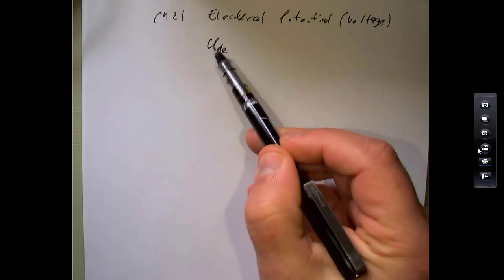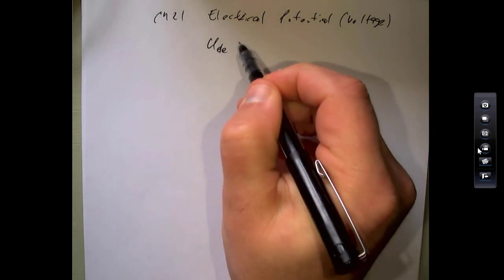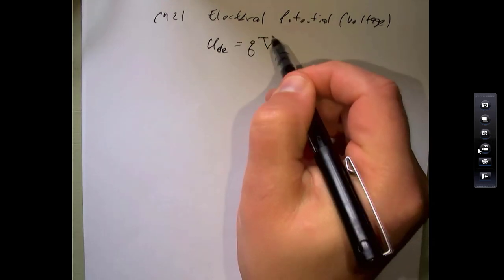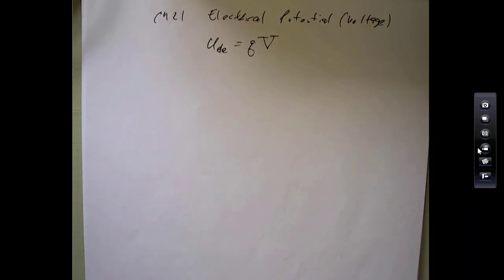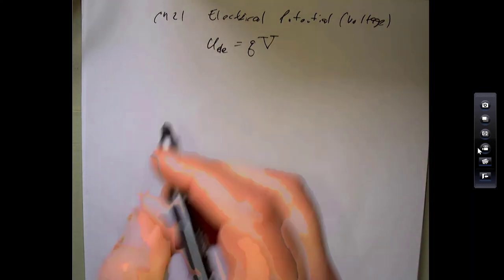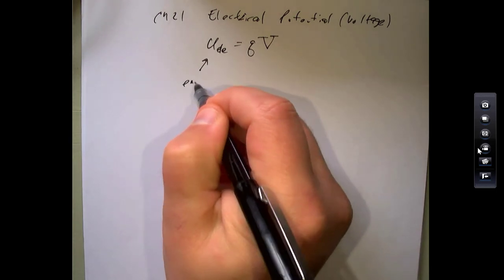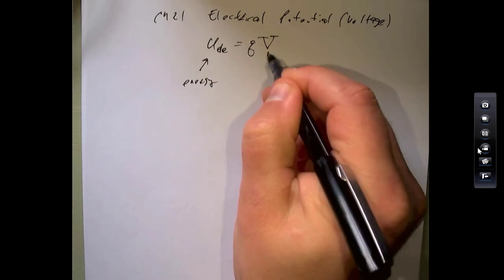So this is electrical potential energy. This is equal to Q times electrical potential. It's confusing because they sound similar, but they're not the same thing, but they are related to each other. So this is energy. This is electrical potential.